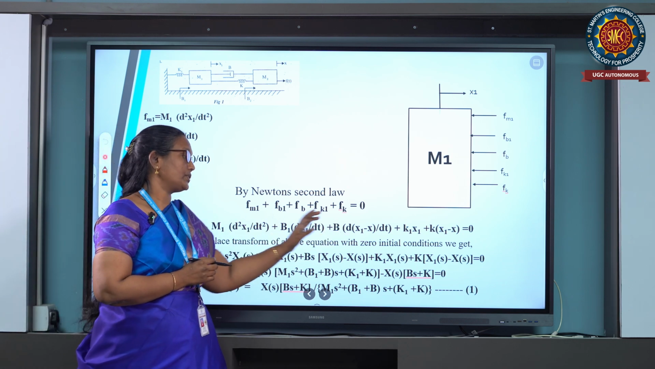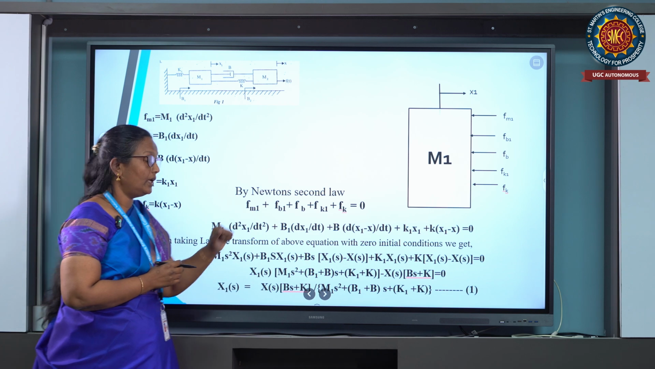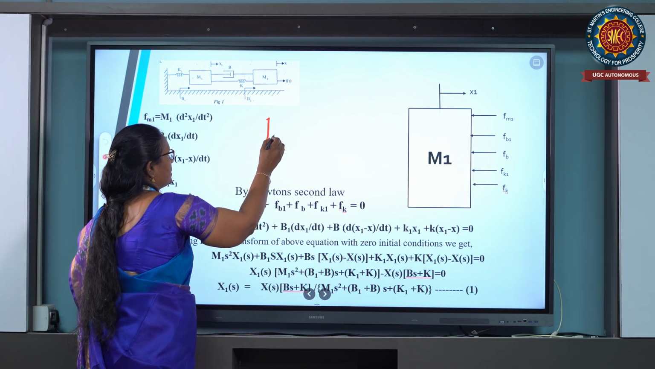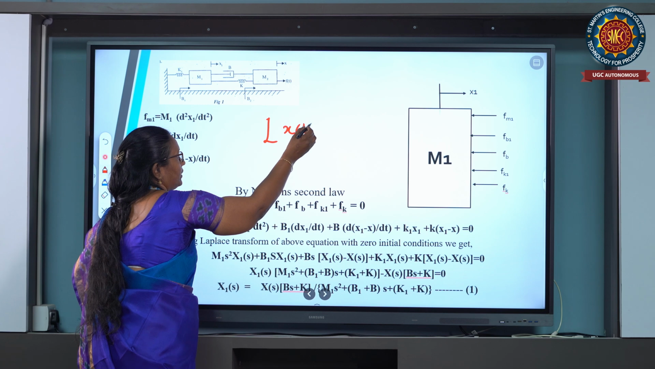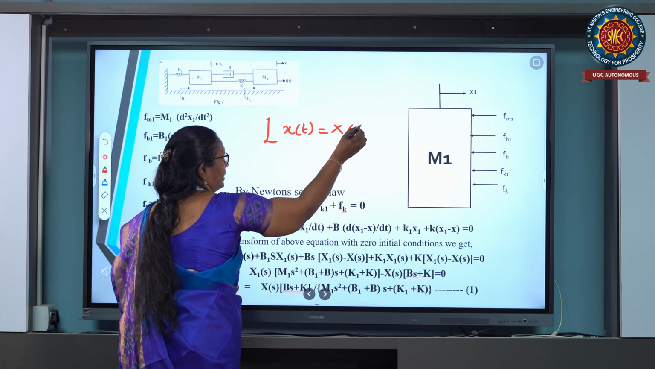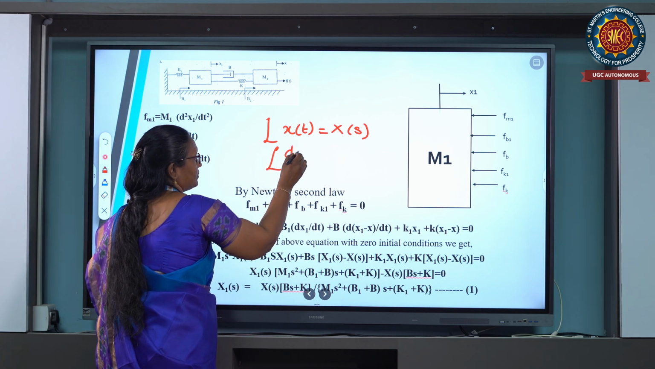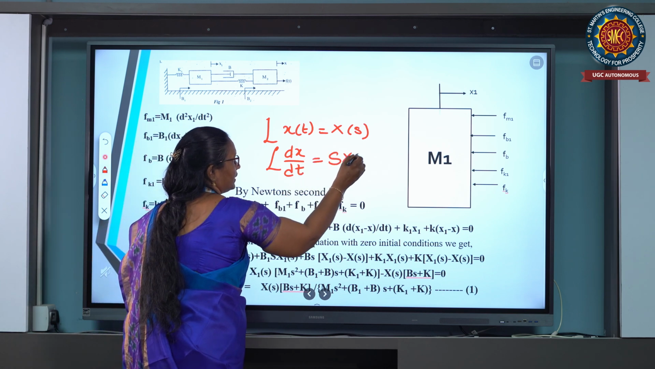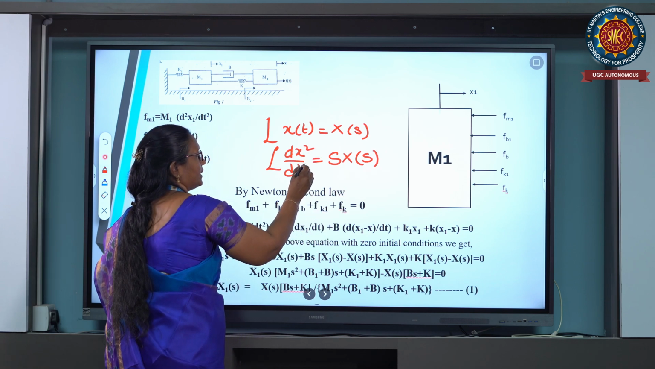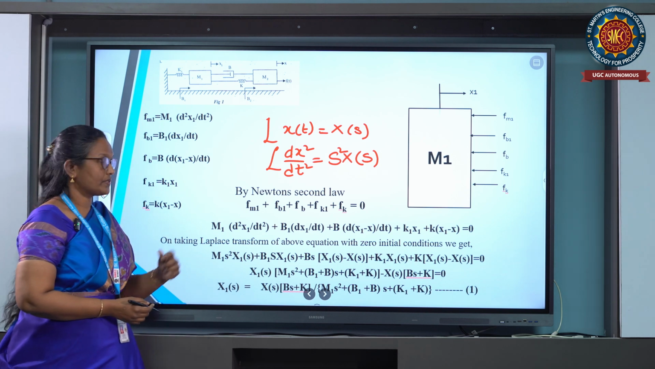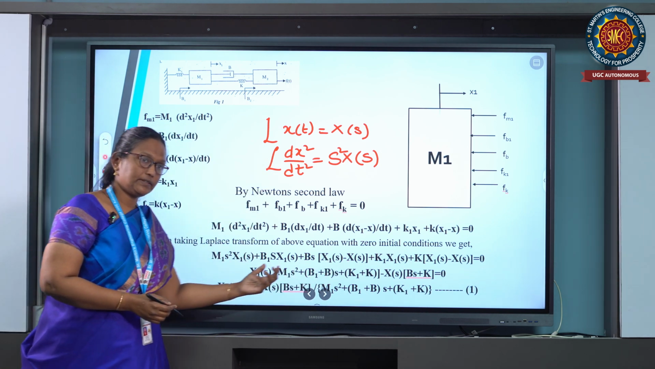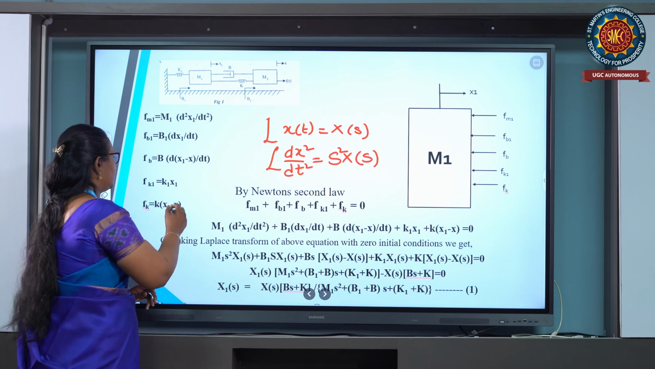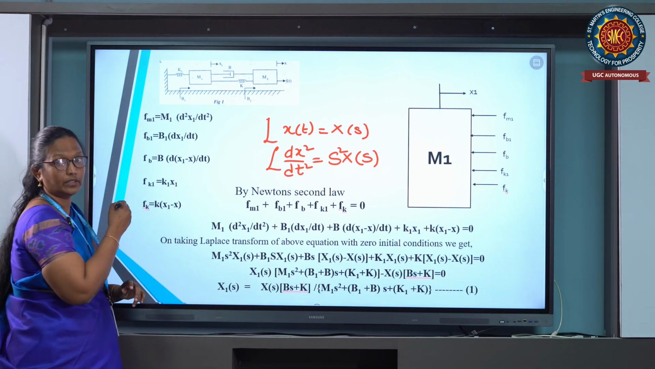So writing all the force equations together along with their formulas, the next step is to take the Laplace transform. Here we basically use the Laplace transform of the basic terms: x of t becomes x of s, the Laplace transform of dx by dt becomes s times x of s, and for d square x by dt square we get s square times x of s. Keeping this Laplace transform and rearranging the equation, we will get the last equation, x1 of s, in terms of our x of s.